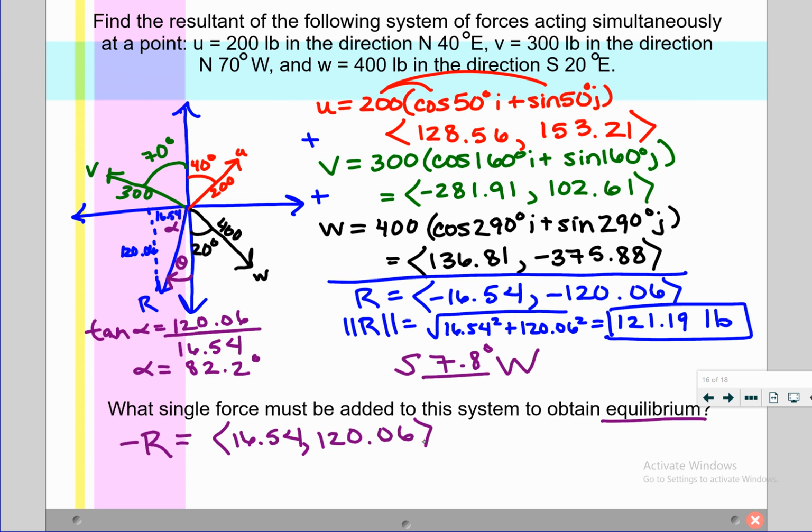All right? Yes? What do you do after you find alpha, the 82 point? So you can see in the picture, alpha and theta add to 90. So it's just 90 minus that to get that one.